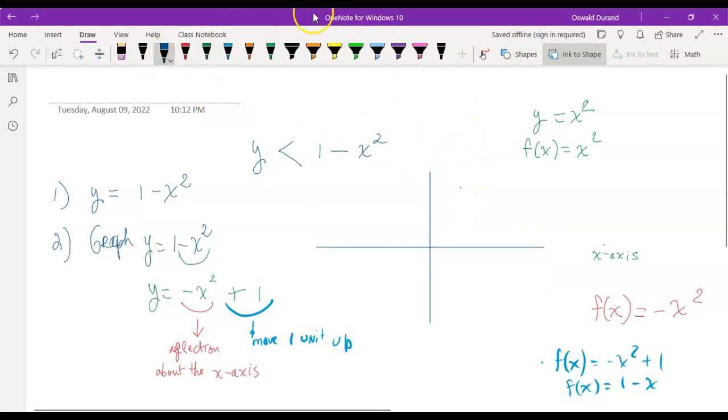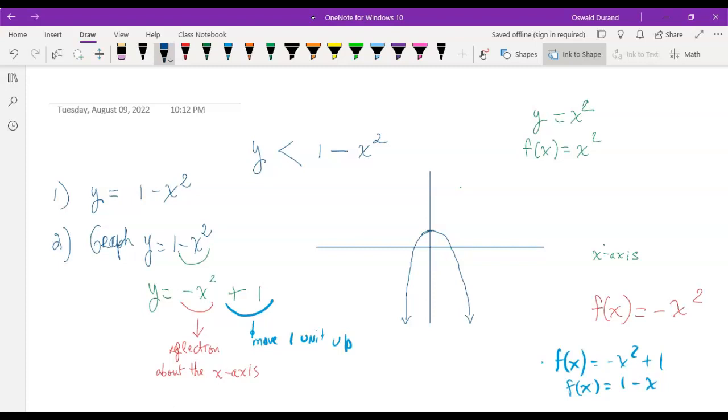And let me draw that 1 minus x squared, right? So it should be like this, right? Something like this. I'm sorry, this bothers me. Okay, so it should be something like this.